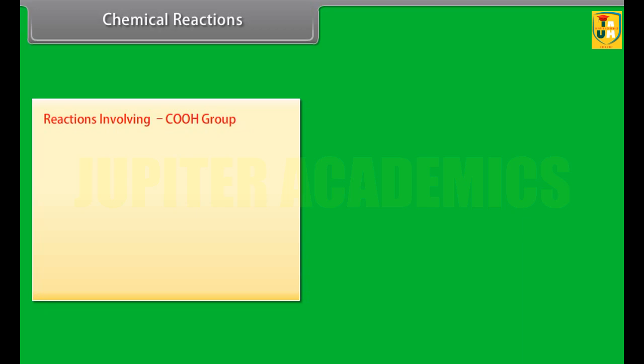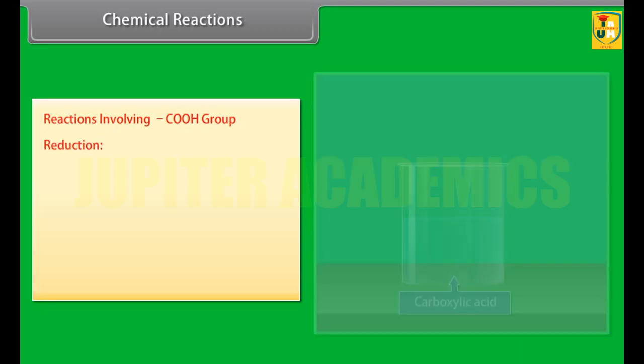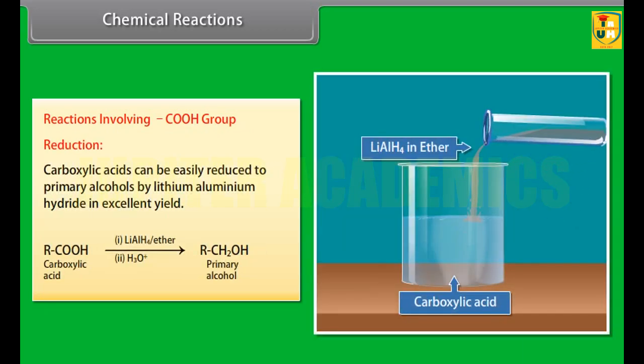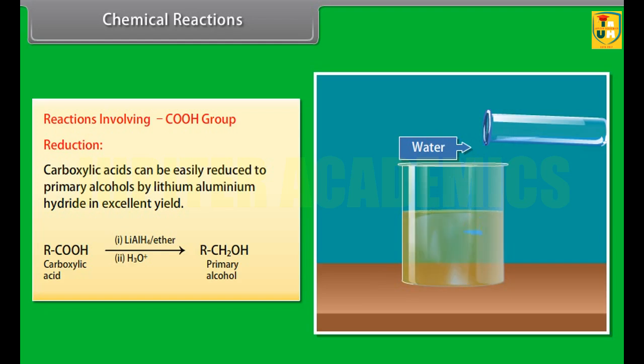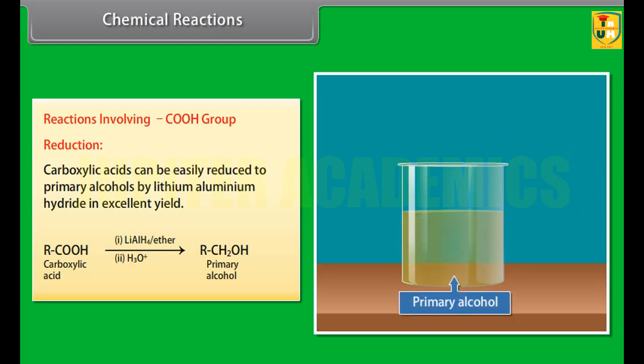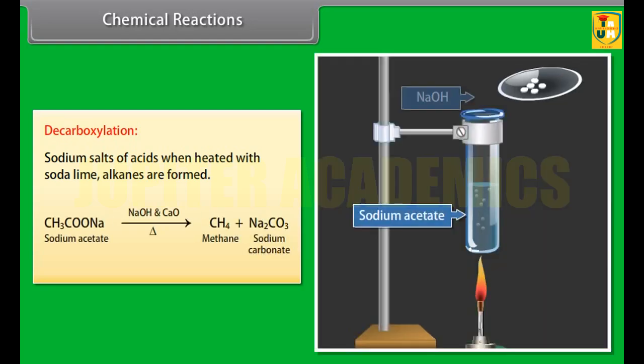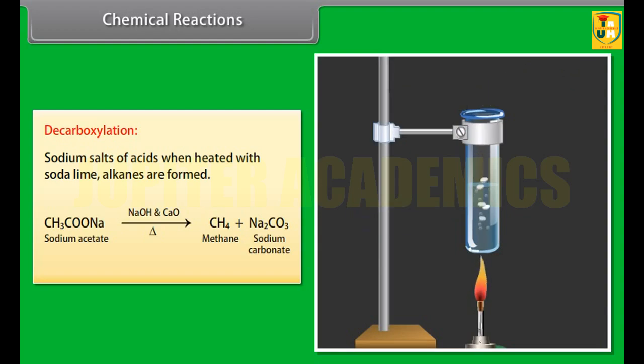Chemical reactions. Reactions involving carboxyl group. Reduction. Carboxylic acids can be easily reduced to primary alcohols by lithium aluminium hydride in excellent yield. Decarboxylation. When sodium salts of acids are heated with soda lime, alkanes are formed. When sodium acetate is heated with sodium hydroxide and calcium oxide, it forms methane and sodium carbonate.